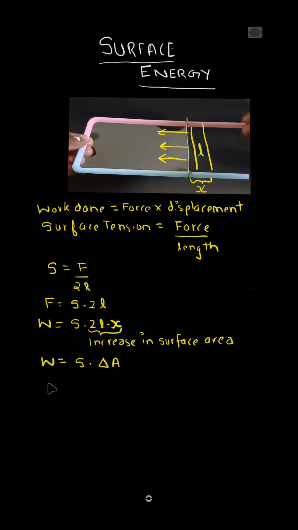We can write the work done as the surface energy, which equals surface tension into increase in surface area. Rearranging the equation, we get surface tension equals surface energy per increase in unit area.